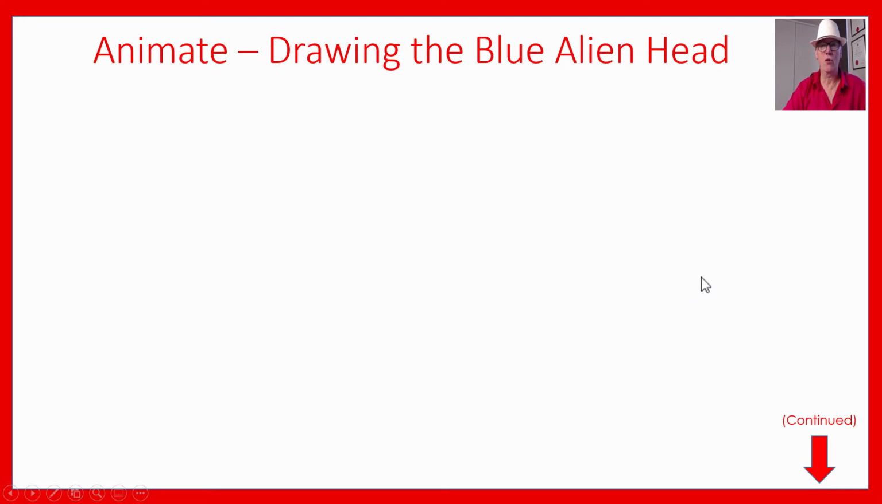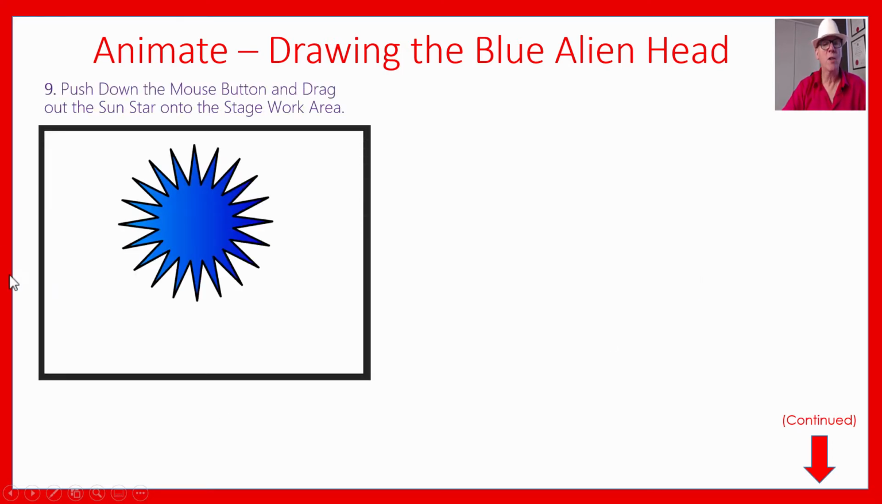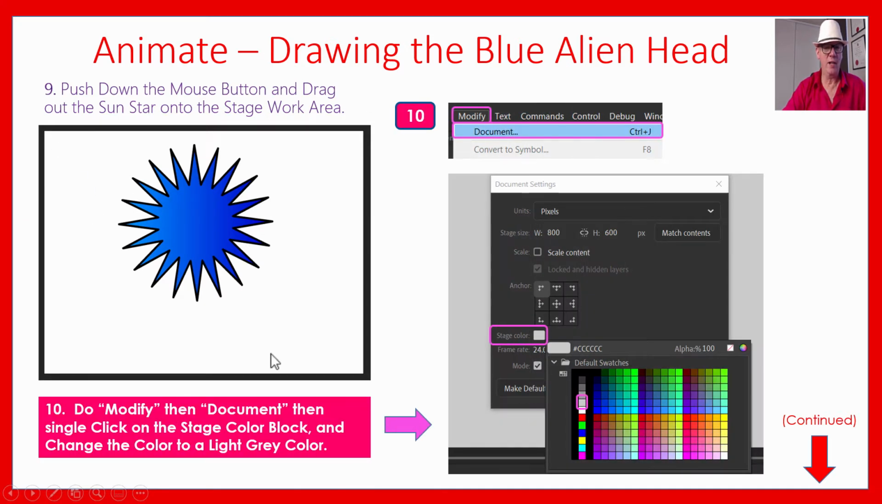So finally we're ready to draw the blue alien head. So you just push down your mouse and drag out, and you should be able to get this. And notice it's going light blue to royal blue here, and that kind of looks good. It looks like some light is shining on the side of the alien's head. So that's looking really good.